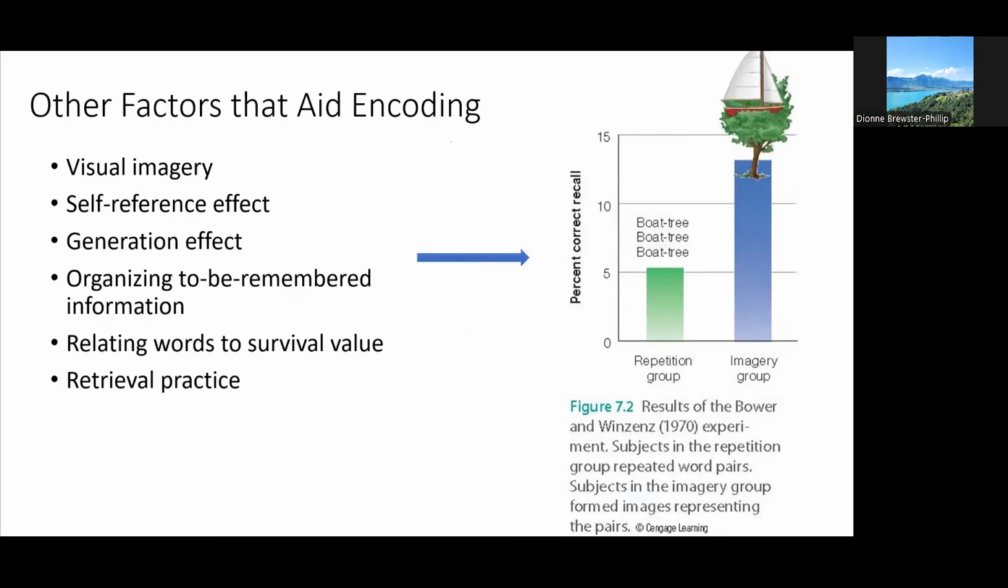Next factor that aids in encoding is words that are related to our survival. So the survival effect in memory refers to a memory advantage for information processed in a survival-related context. So when we relate words to something that is meaningful and important to our survival, we are more likely to remember it. Of course, this would go back to evolution.